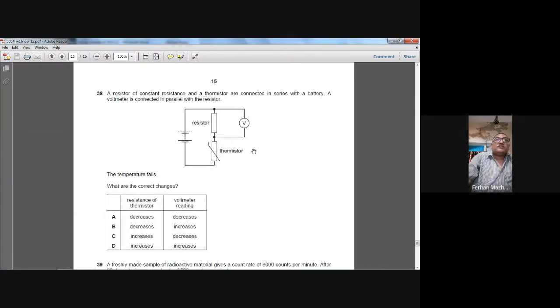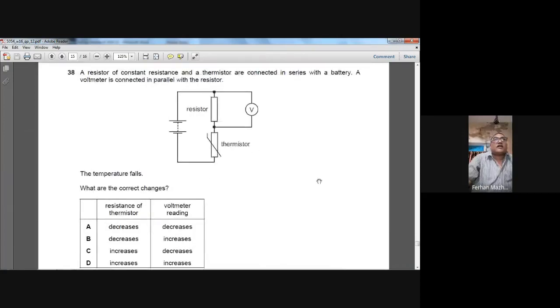Now question number 38 is on your screen. Okay. A resistor of constant resistance and a thermistor are connected in series with a battery. A voltmeter is connected in parallel with the resistor. The temperature falls. What are the correct changes?